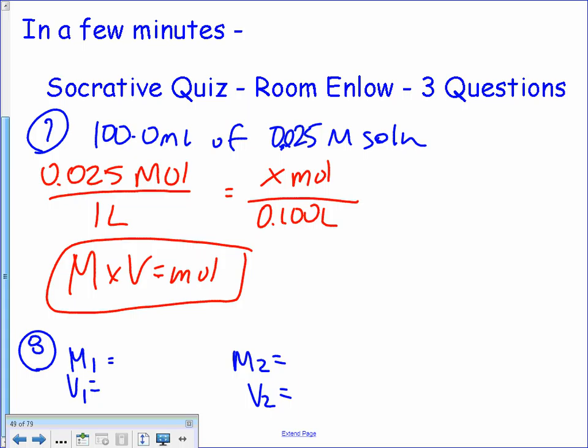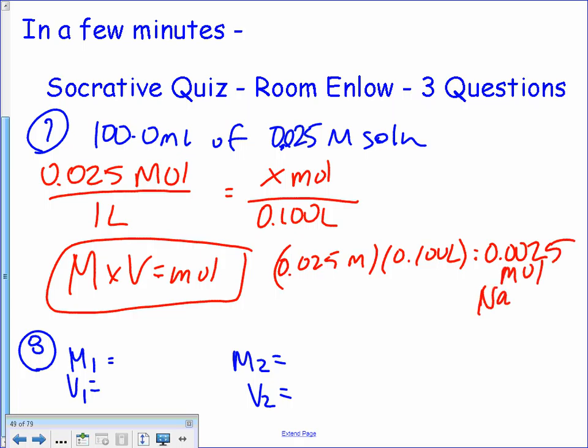So what is X? What's our moles here? When you multiply 0.025 molar times 0.1, you get 0.0025 moles of, name this for me, sodium carbonate. Still got it, people.